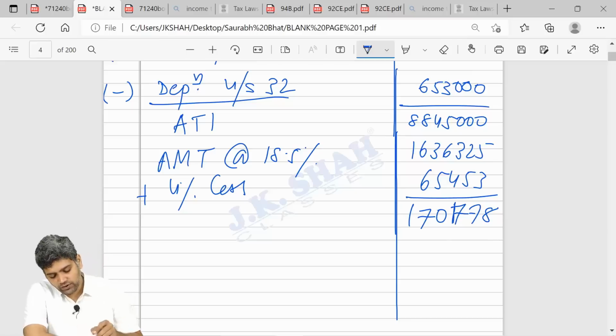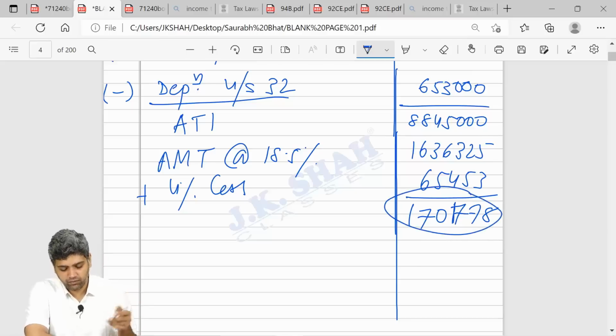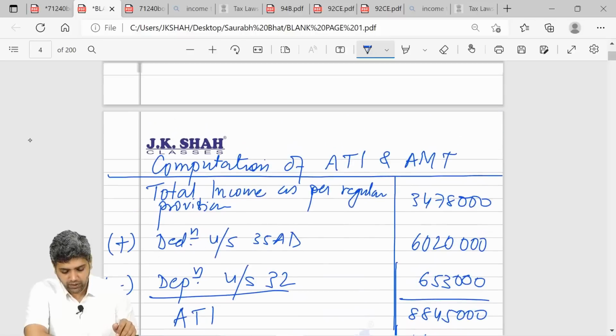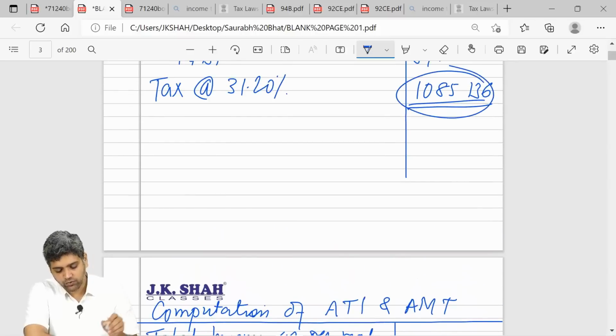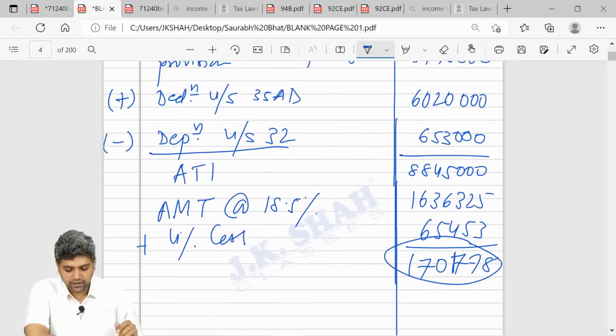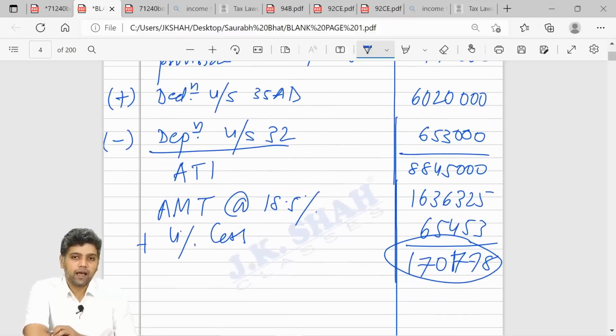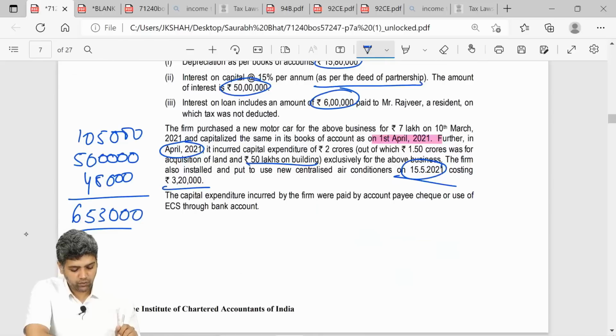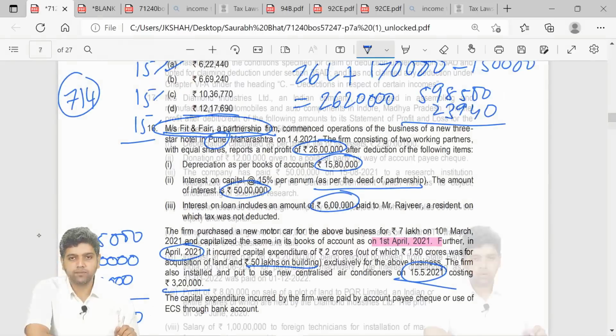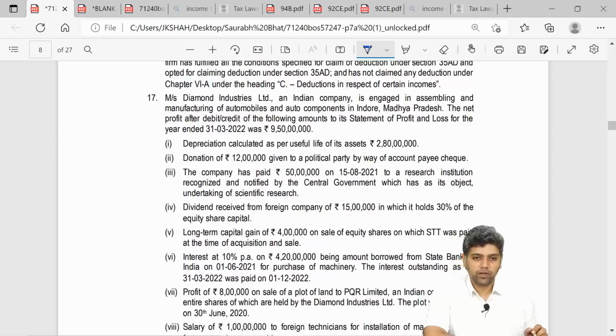Also, the tax payable under AMT is higher, so I will end up paying 17 lakhs whatever, minus the tax payable under regular provisions, 10 lakhs. So 7 lakhs odd, or 6 lakhs odd whatever, would be regarded as your AMT credit, which would be eligible for set off in future years. I hope this question was clear to everyone. Let's move ahead. Okay friends, now let's proceed to the next question, that is question number 17.